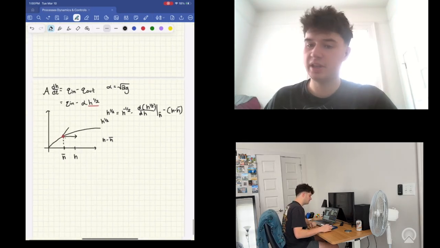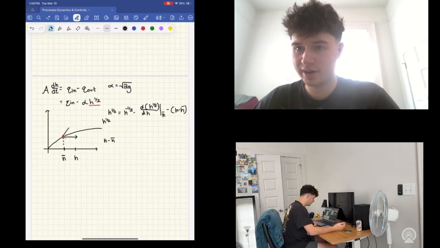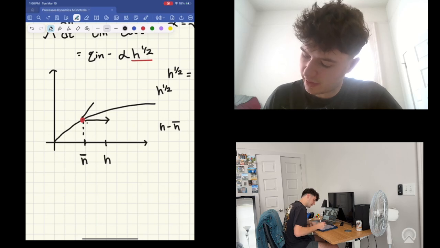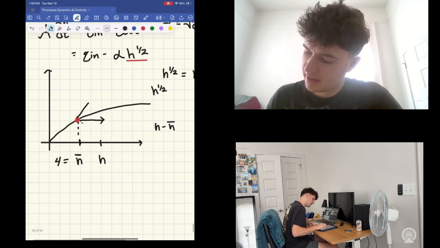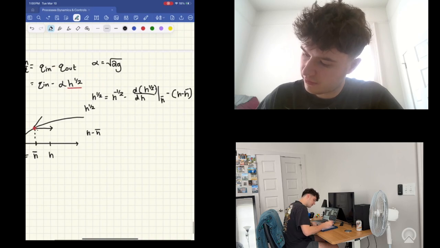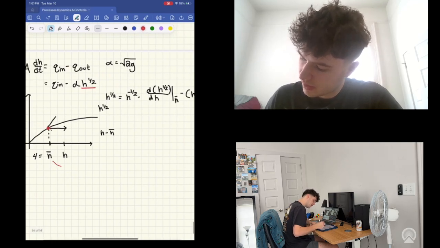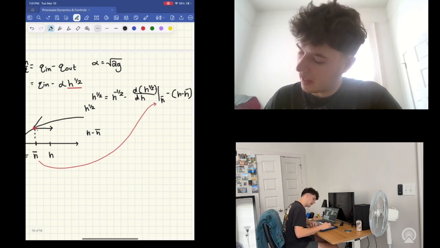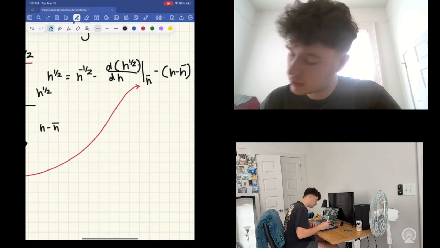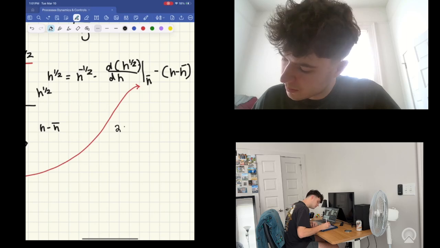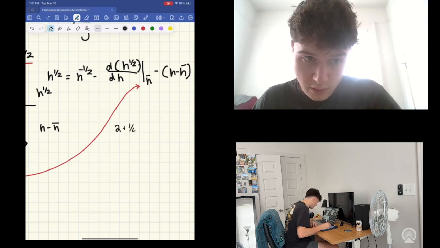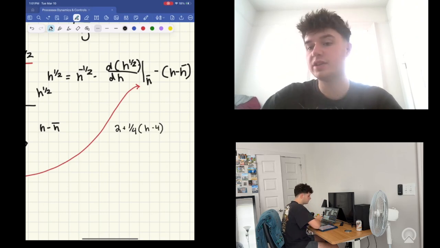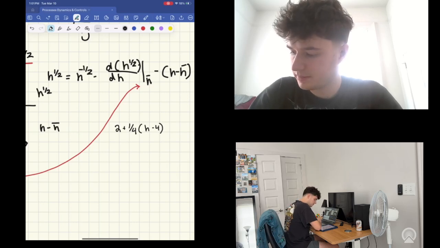Now, as I mentioned in the homework, we need to linearize this equation. So to do this, we're going to set h bar equal to a value of 4. And now we take that value of 4 and sub it in there. Once you do that, you arrive at an equation, I'll skip all of the algebra, of 2 plus 1/4 times h minus 4. So now we have completed the step in which we need to linearize this equation.